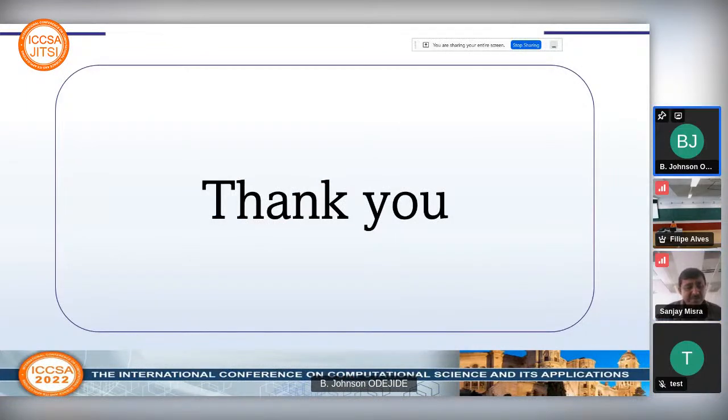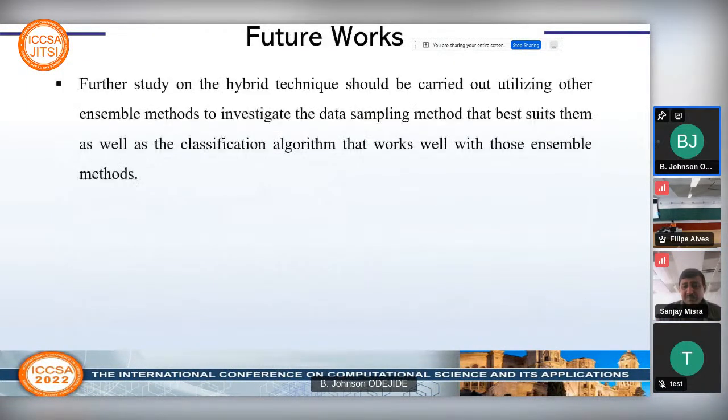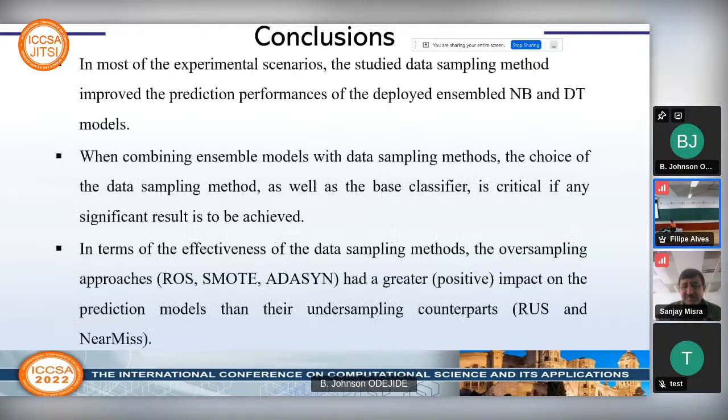Okay, so what we noticed is that when combining these ensemble methods, we should be very mindful of the choice of data sampling method, and we should also be mindful of the base classifier we use for the ensemble methods, because they have an impact on the data set and they have an impact on the prediction model.